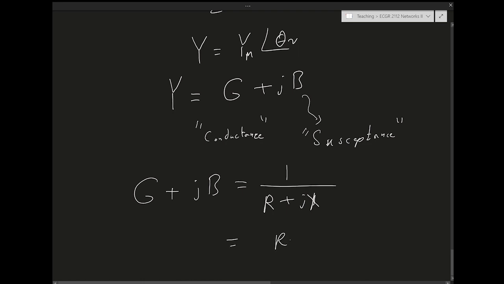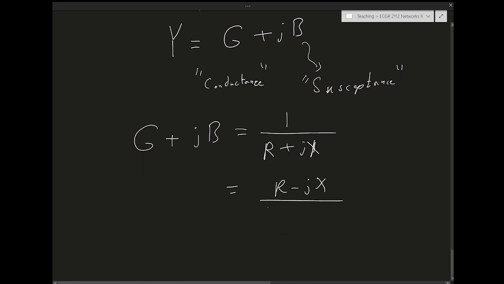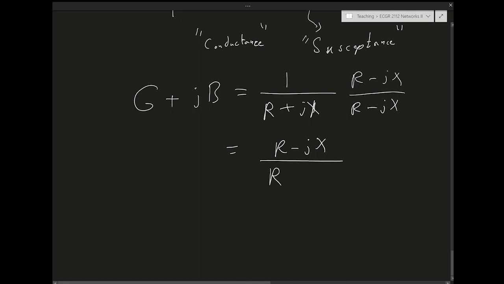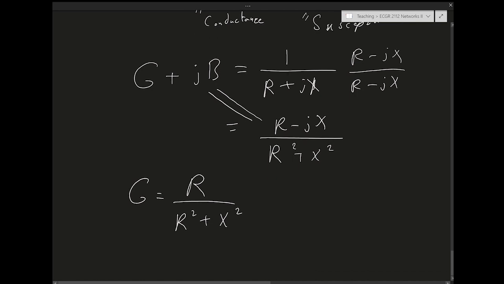So this equals R minus jX over R minus jX. That's all I did, right? To get the complex conjugate of the numerator so that I get a real value at the denominator. So I end up with R minus jX over R squared plus X squared. So I can equate this to this, and I end up with G being R over R squared plus X squared, and B equals minus X over R squared plus X squared.